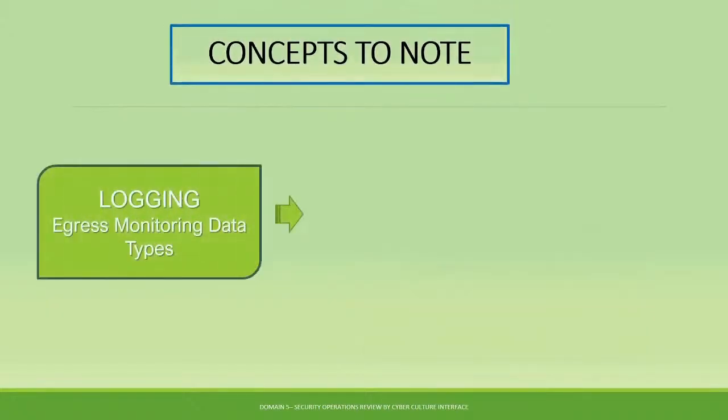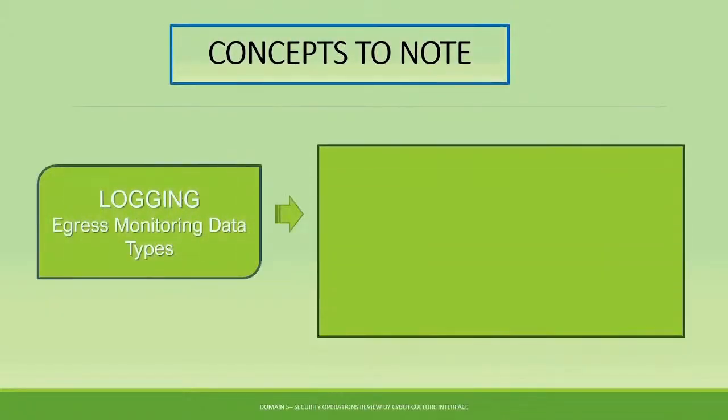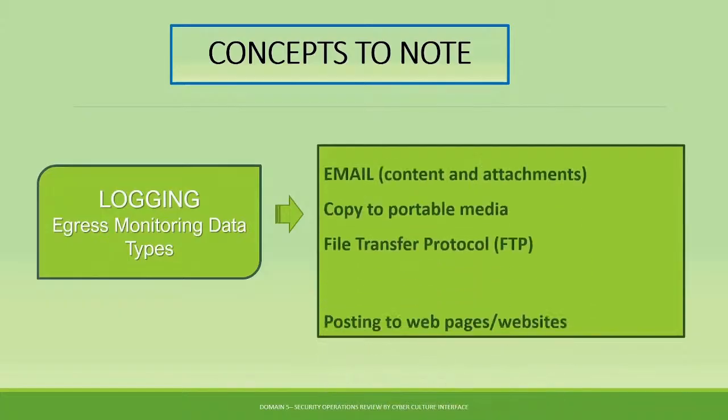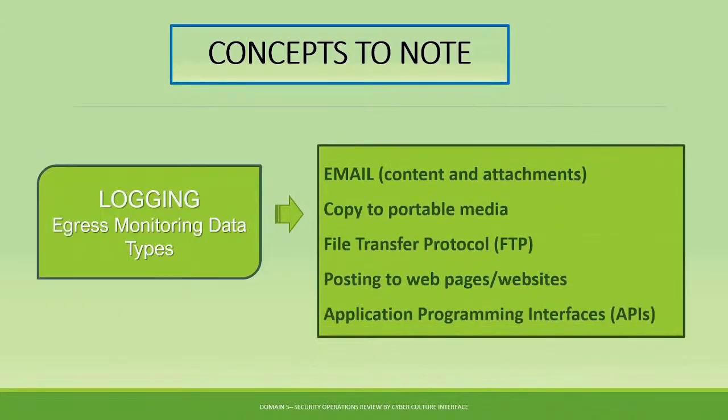Another concept here is egress monitoring. When we talk about egress, these are outgoing. So we are monitoring the kind of data. Logging here is making mention of the data types that flow outward. So when this data is being sent out of your device or network, it is also specially monitored.